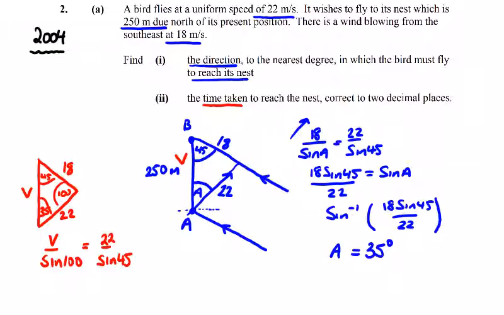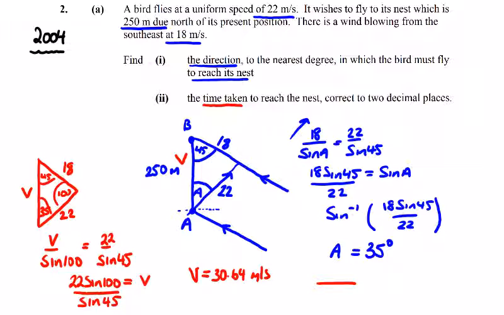So 22 by the sine of 100 is equal to V sine 45. So divide by the sine 45 to get the relative speed. So the relative speed, 30.64, I'll leave it at 30.64. And the bird is traveling in meters per second.